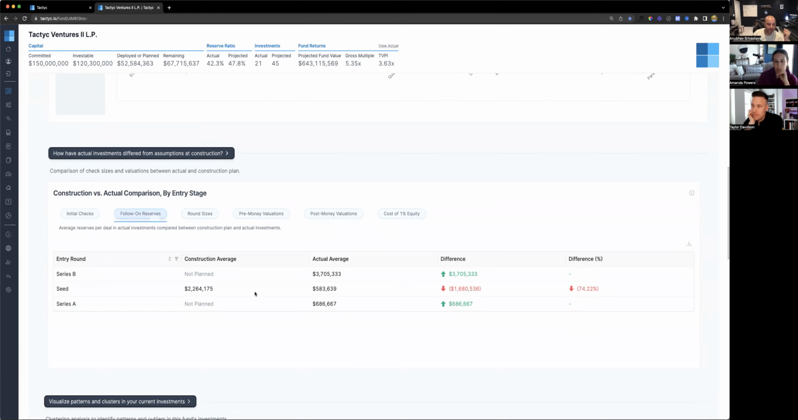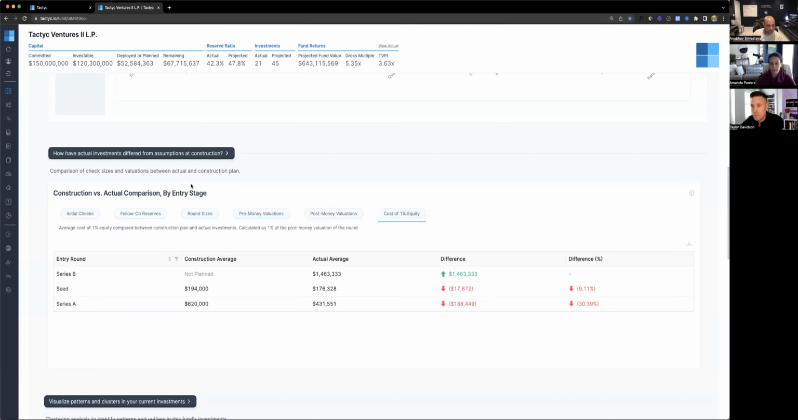But when I look at reserves, I have reserved a little bit higher than I expected on my A's. In fact, A's I wasn't even planning on, and I ended up reserving some capital there. But this is showing you how you have responded to what the market is giving you, as opposed to what you thought it was going to be. And then it's the uncontrollables, valuations, round sizes. So how has the market evolved in terms of what did you believe it was going to be in terms of valuations and what it actually has been. And then we also show a cost of 1% equity, which is the cost of an ownership. What does it cost for you to buy 1% of that company?